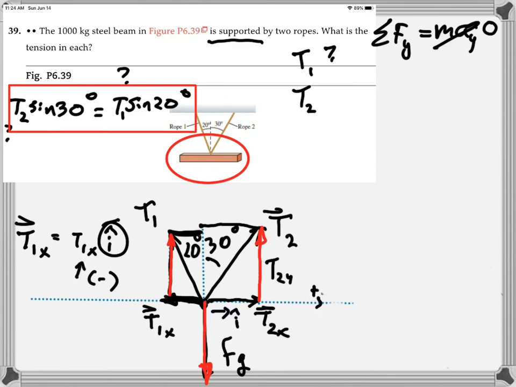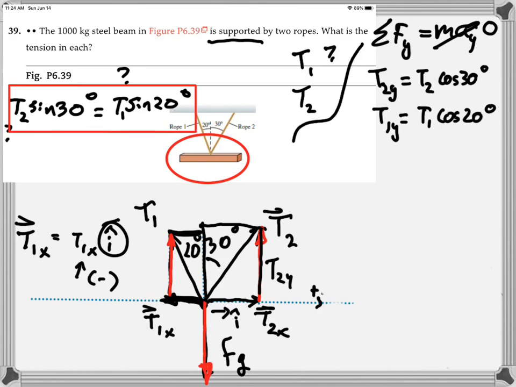So T2y is going to be the adjacent of 30 degrees. It is a positive value. So it's going to be T2 times the cosine of 30 degrees. Again, look at the picture. T2y is the adjacent of 30 degrees. So it goes with cosine. For T1y, we have that T1y is the adjacent of 20 degrees.